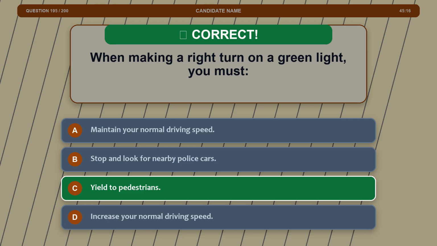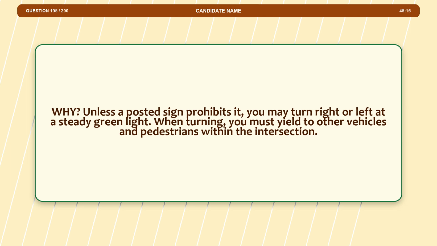Yield to pedestrians. Explanation. Unless a posted sign prohibits it, you may turn right or left at a steady green light. When turning, you must yield to other vehicles and pedestrians within the intersection.